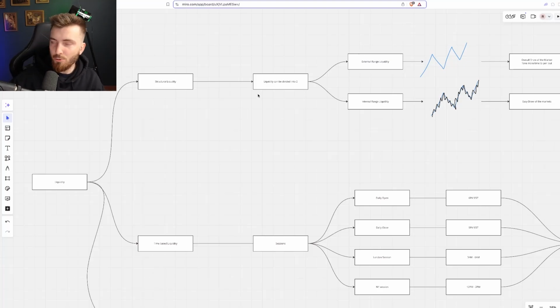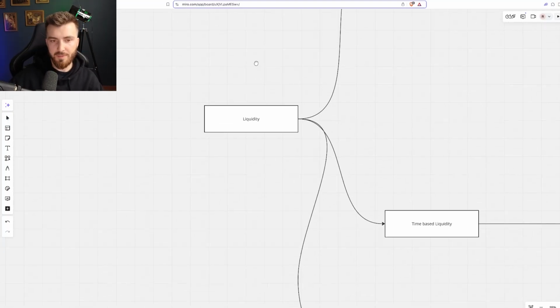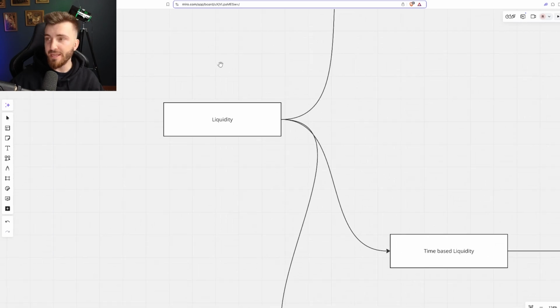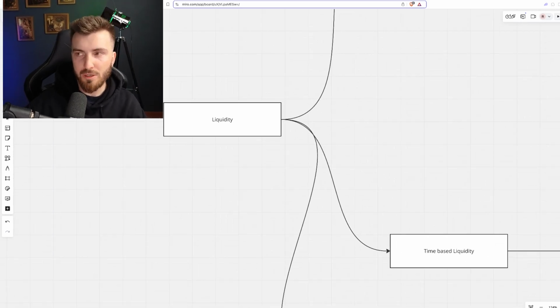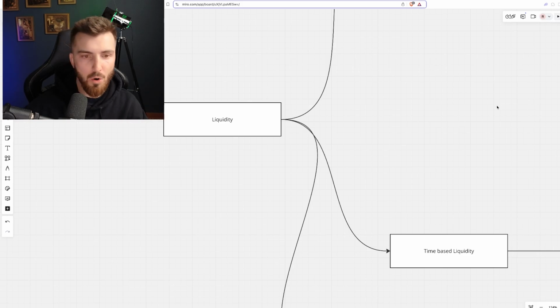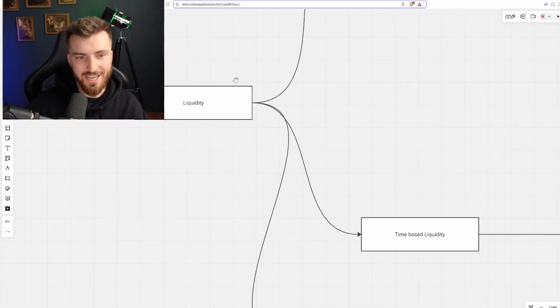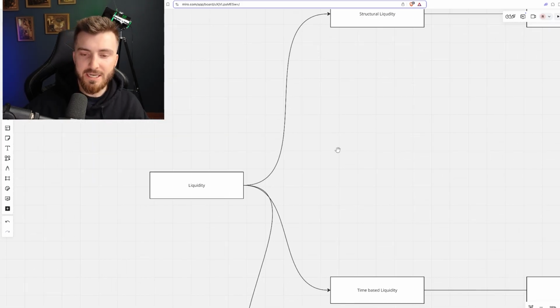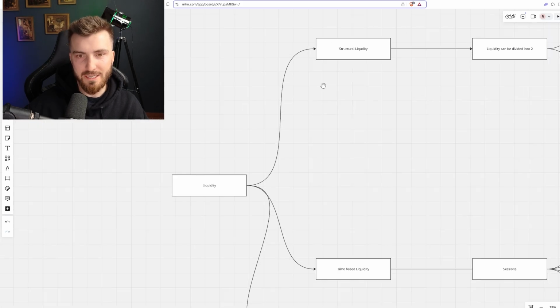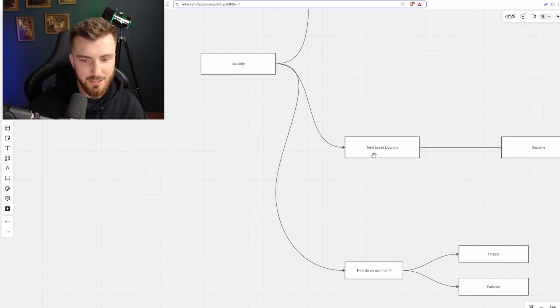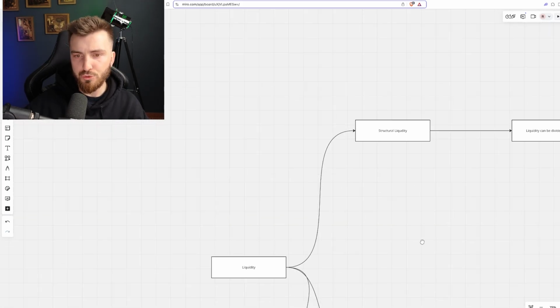Okay, now let's talk about liquidity. Liquidity is the last concept that we are going to dive a little bit deeper into, and then we are going to talk about entry model, then we are going to talk about market maker models. That is coming tomorrow, but it's important to understand liquidity because liquidity can come in many different ways. It's structural liquidity, time-based liquidity, and then how we are going to use it, right?